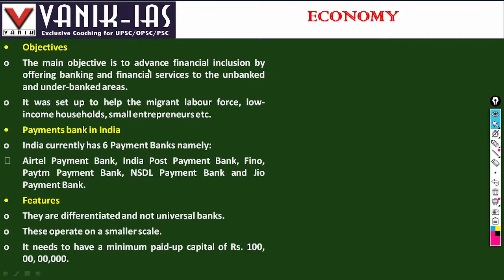The main objective is to advance financial inclusion by offering banking and financial services to the unbanked and underbanked areas, especially in the unbanked area. It was set up to help migrant laborers, low income households, and small entrepreneurs to go for digital transactions. Payments banks in India currently number 6: Airtel Payments Bank, India Post Payments Bank, Fino Payments Bank, NSDL Payments Bank, and Jio Payments Bank.